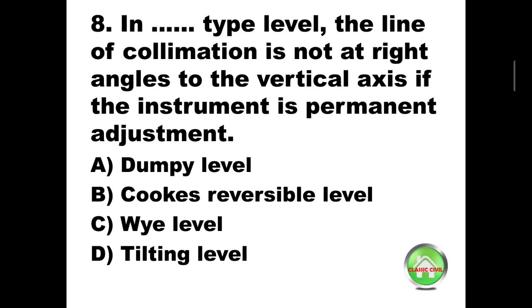Eighth question. In dash type of level, the line of collimation is not at right angles to the vertical axis if the instrument is in permanent adjustment. Option A, dumpy level, option B, Cook's reversible level, option C, Y level, option D, tilting level. In dash type level, the line of collimation is not at right angles to the vertical axis if the instrument is in permanent adjustment. Answer is option D, tilting level.